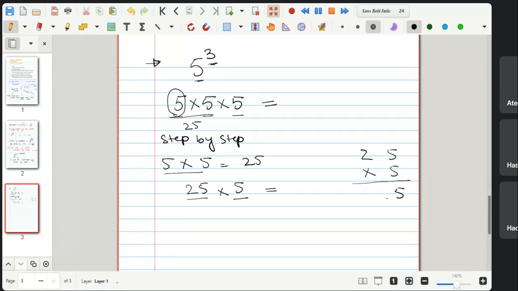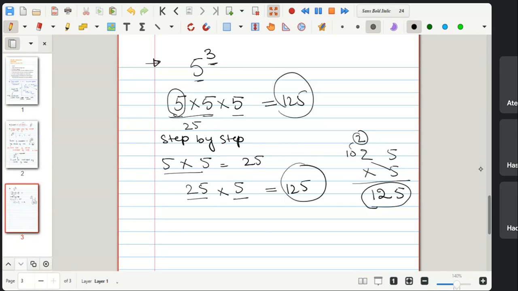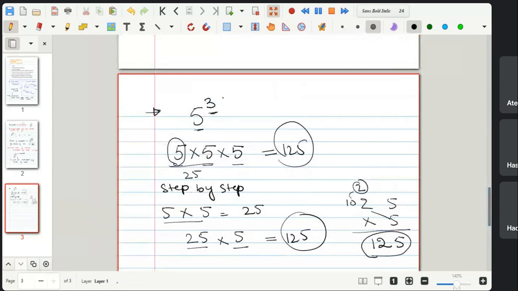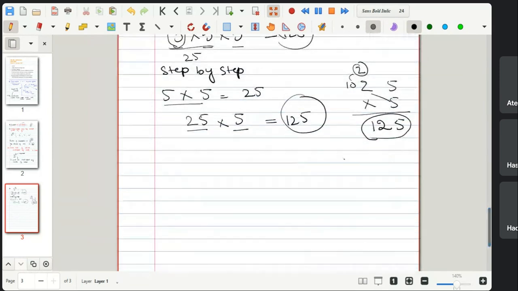5 multiplied by 5 is 25. Place 5 here, and the 2 will go here. 5 multiplied by 2 is 10, and 10 plus 2 is 12. So we will get the 12. So the answer is 125. 5 raised to the power 3 is 125. So this is a very easy task, I think.